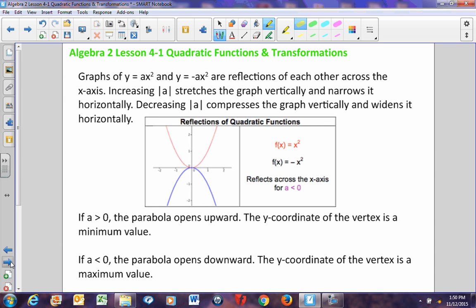If a is a number greater than 0, then it opens upward. If a is a number less than 0, so if it has a negative anywhere on a, then it's going to open downward. And the vertex is a maximum value. If it opens upward, the vertex is a minimum value. So on the red graph, the vertex will be a minimum value. On the blue graph, the vertex is a maximum value.